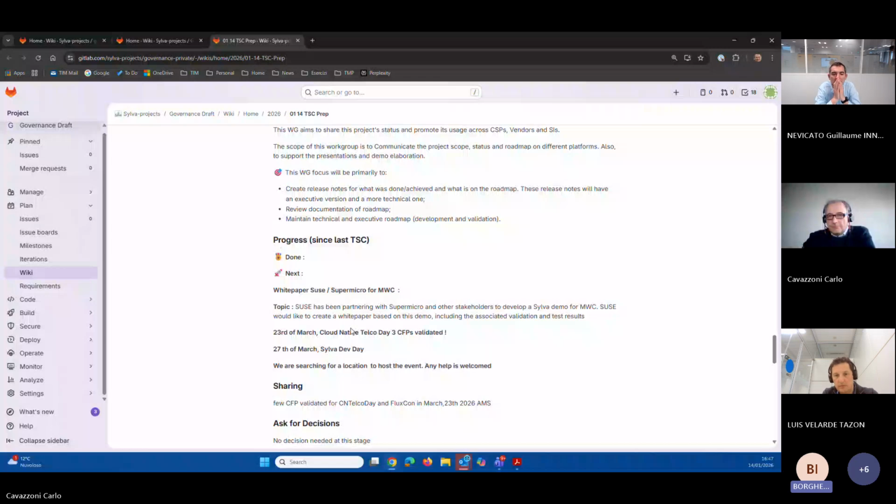We need to be really efficient about it, especially we want to be as cost efficient as possible. So any help is welcome because it's in Amsterdam and I can't visit the locations before the event. If you have any recommendation, it would really help us. So please reach out to us if you have a location in mind that could be perfect for the Sylva Dev Day. And that's all for me.